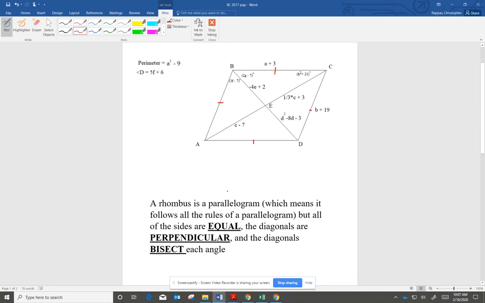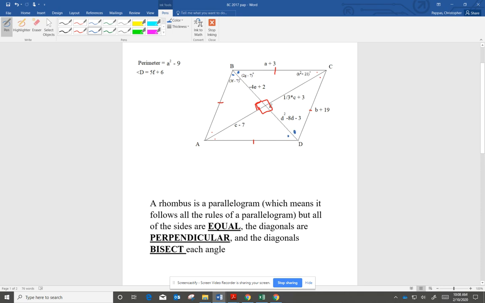All right. The diagonals are perpendicular to each other. So the diagonals are going to make 90-degree angles here. I know the picture's a little off, but that's going to be a 90-degree angle all the way around here. And lastly, the diagonals bisect each angle, which means these two angles are congruent to each other, and these two angles are going to be congruent to each other, and then this blue one is going to be equal to that blue one, which is equal to that blue one, and it's equal to that blue one.